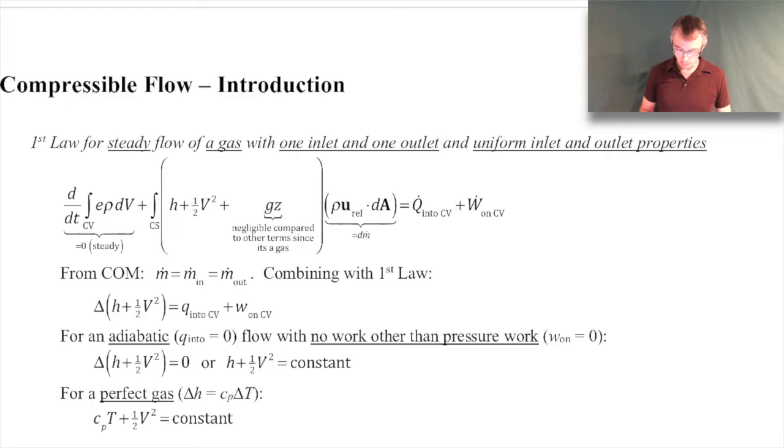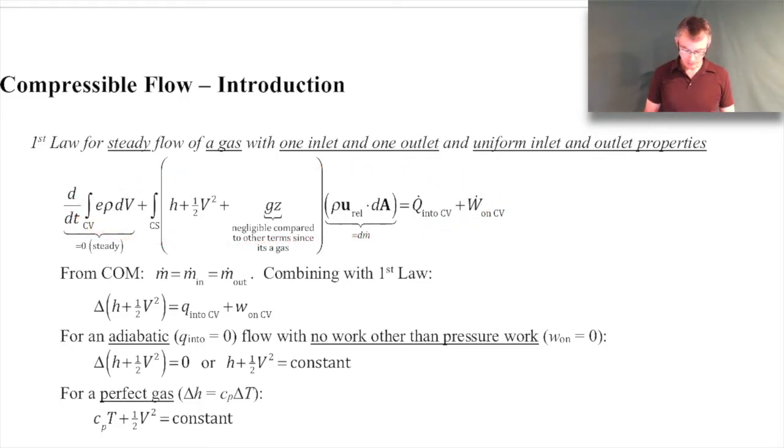We'll say we're dealing with one inlet and one outlet. We're just restricting ourselves to simple one-dimensional flows, really. And then uniform inlet and outlet properties. This again goes to kind of one-dimensional flow. So here's the first law. We've covered this actually when we reviewed pipe flows, at the very beginning of pipe flows and deriving the extended Bernoulli equation. We started with this equation.